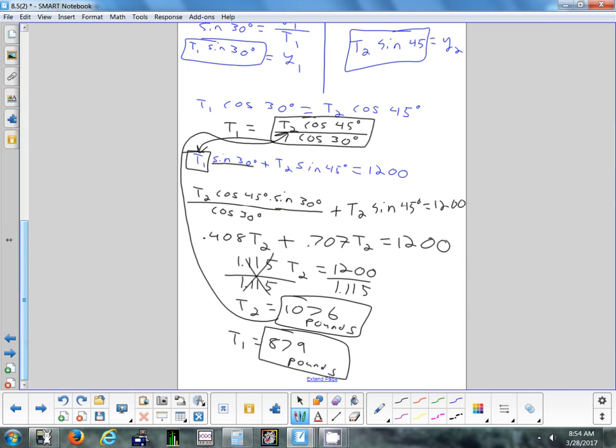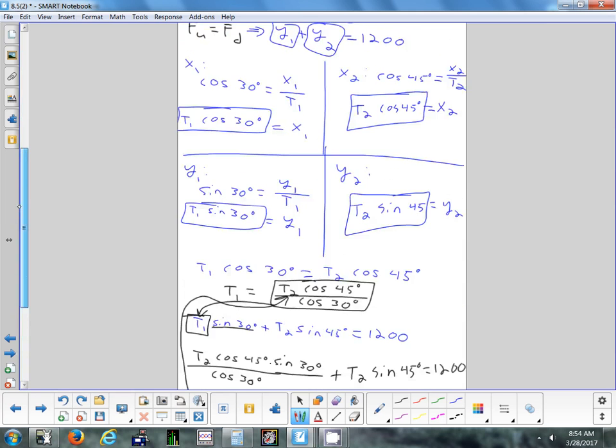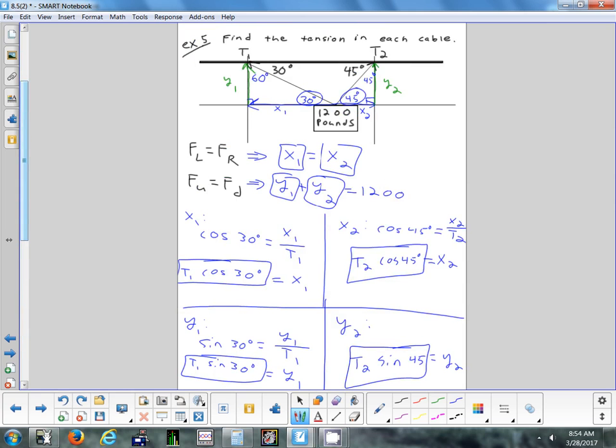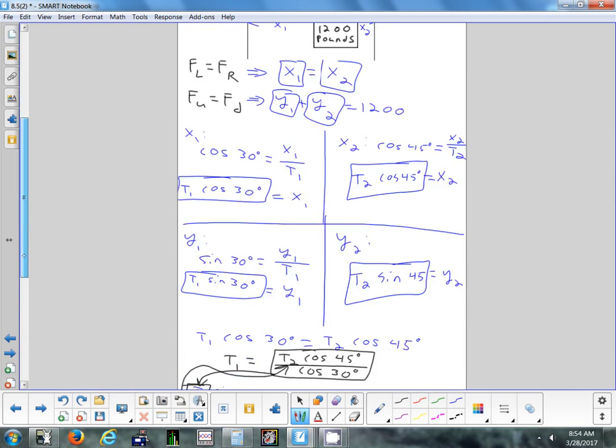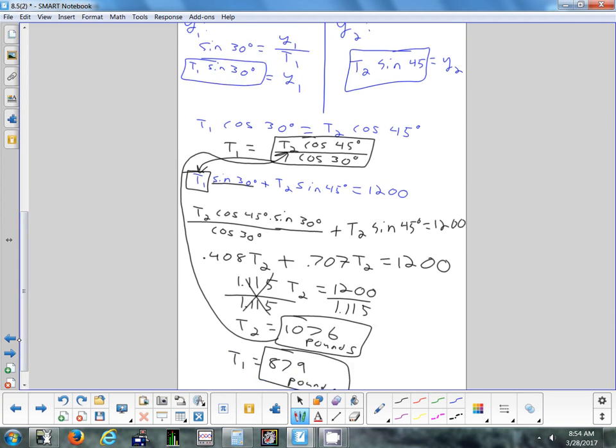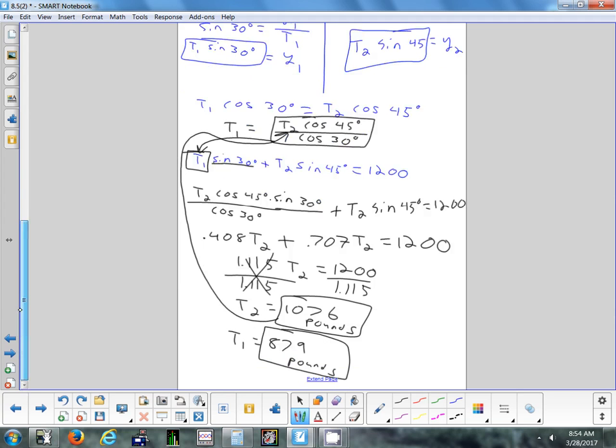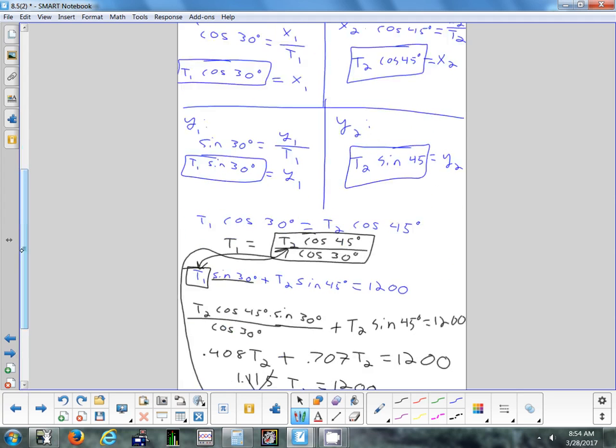But that's exactly how every problem, you'll have one in the homework like that, and you solve it exactly the same way. All you have to do is change 1200 to whatever number they give you. Yeah. What was the last thing you did to get T1? I plugged T2 back into our substitution step.